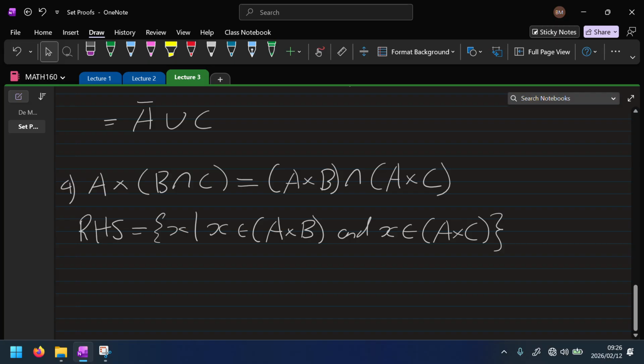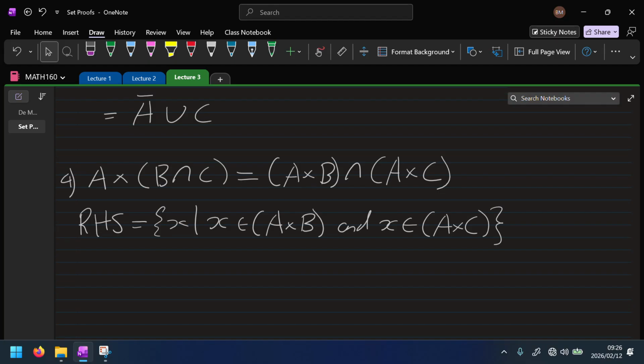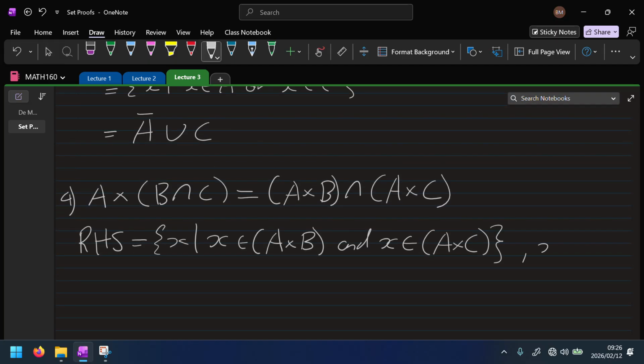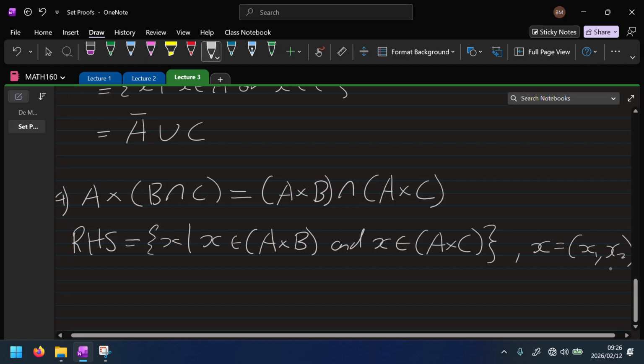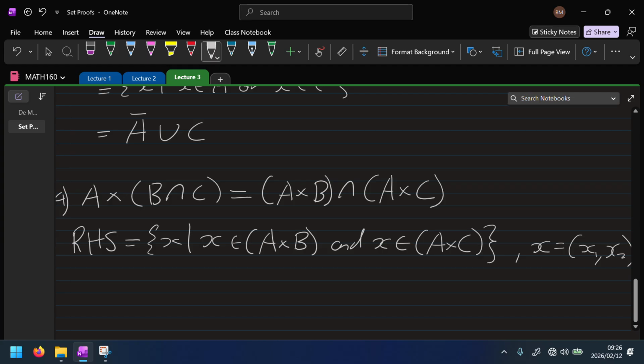Now, what does it mean for x to belong to a Cartesian product? Remember, the Cartesian product was the set of coordinate pairs, right? You had the A from the first one, A from the second one. So we can write this x over here as (x1, x2). It's a coordinate. Okay, so you might not have done this in high school, but coordinates you can just write as variables, right? It's just a variable. So x1, x2, that's our x.